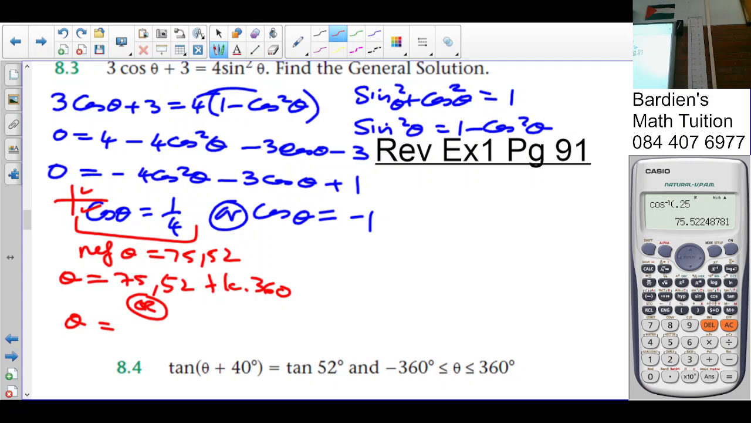360 minus. So 360 minus 75,52 gives us 284,48 plus k times 360. Now sometimes the textbook gives the answer of a negative 75,52 plus k times 360. To check if you are correct, you add whatever value is here, k times whatever value, in this case 360. You say negative 75,52 plus 360, it gives you that answer that you have.